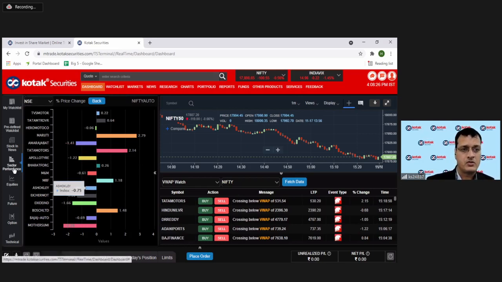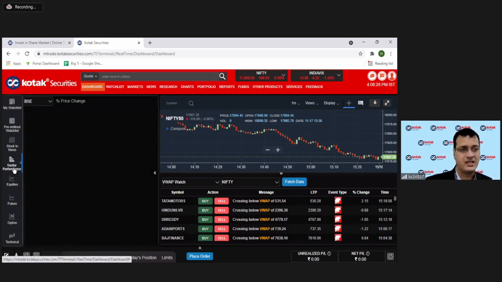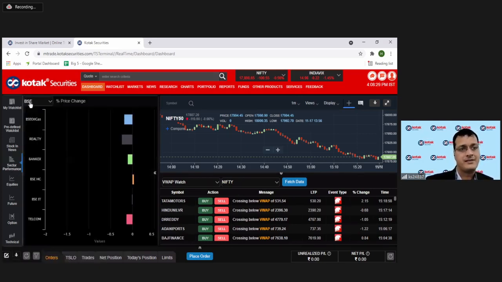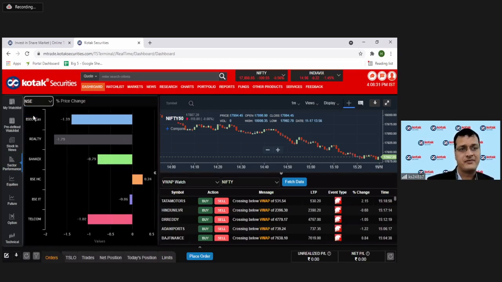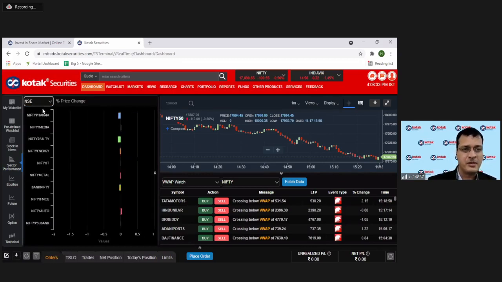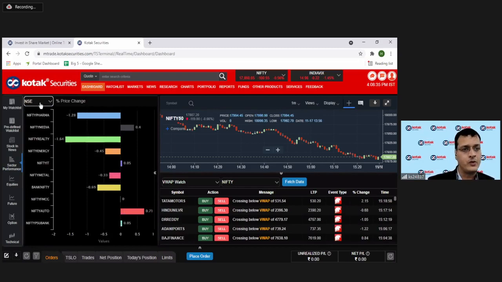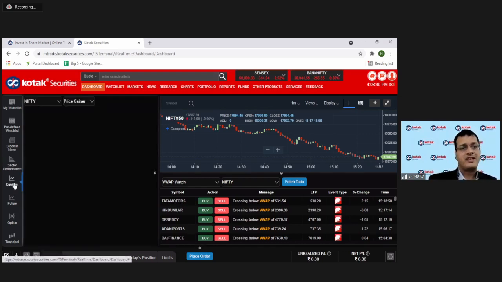Okay. So this is how you can go to sector performance and select NSE or BSE. Generally people do NSE. So in case I want to do NSE, select the exchange, that is NSE, and then select the sector. Okay. So this is about sector performance.